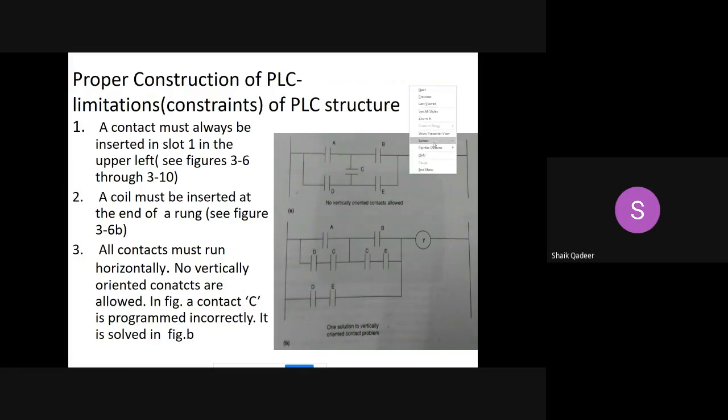Are you ready for this? You may get a long answer question stating, write the rules for proper construction of PLC program. Before going into this, let me give a few information about PLC program. Some more information.